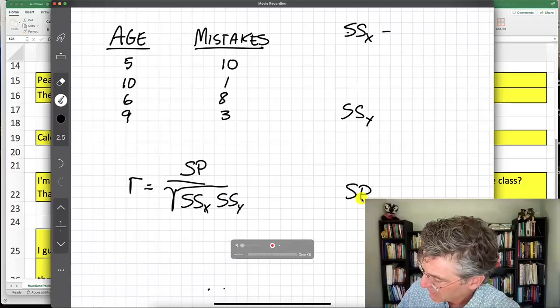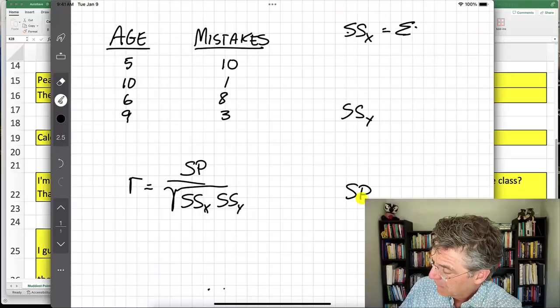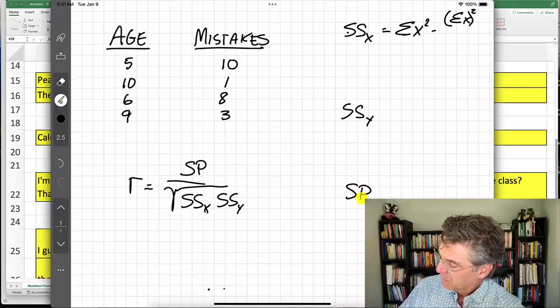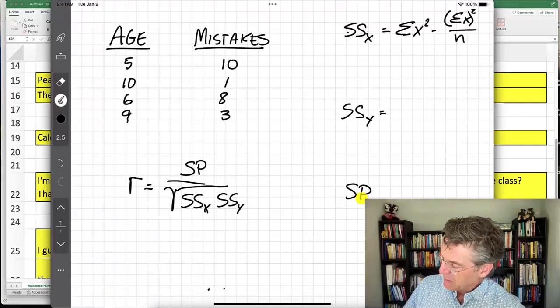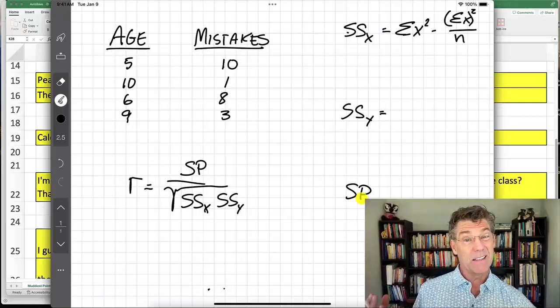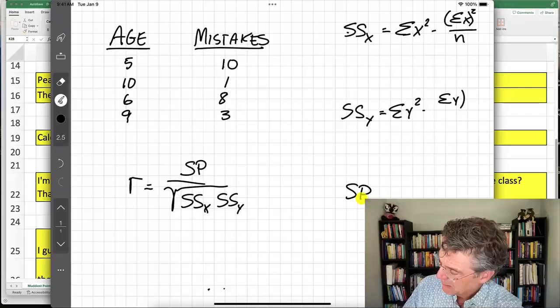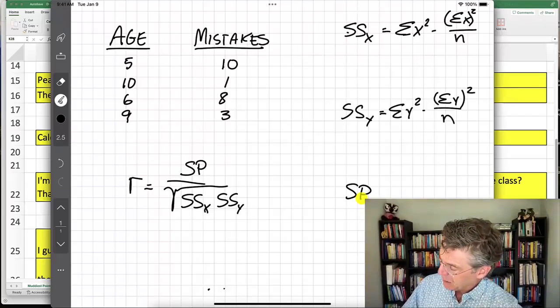So sum of squares x is one we've done before. It is just sum of x squared minus sum of x, squared, over n. Sum of squares y, technically we've already done something. It looks just like the one above, except replace all the x's with y's. So it's sum of y squared minus sum of y, parentheses, squared over n. And then sum of products is our new one.